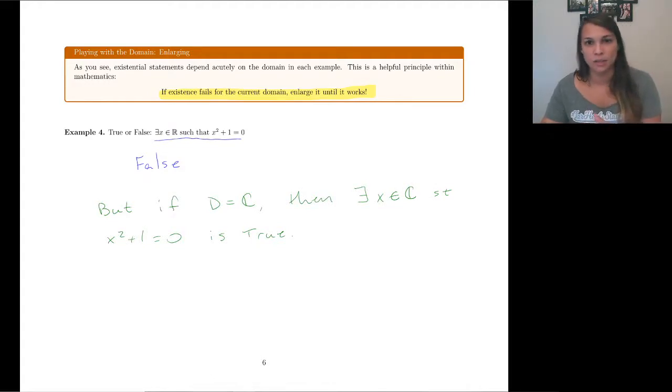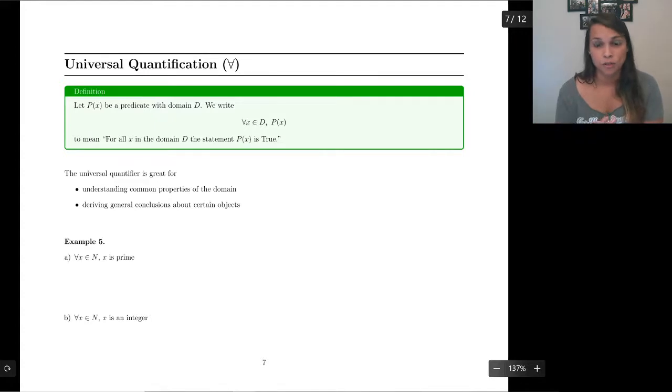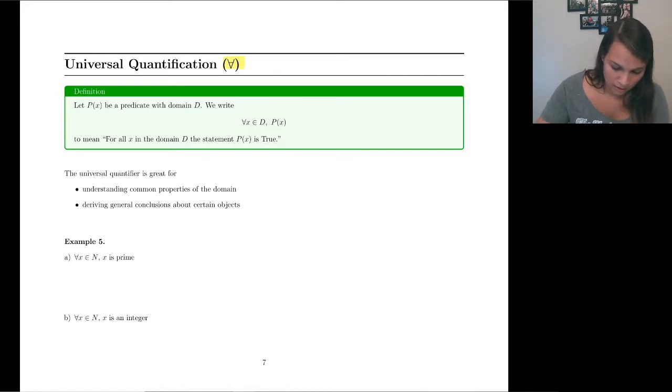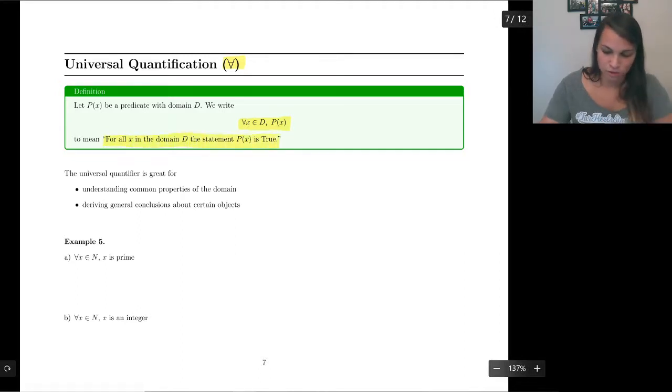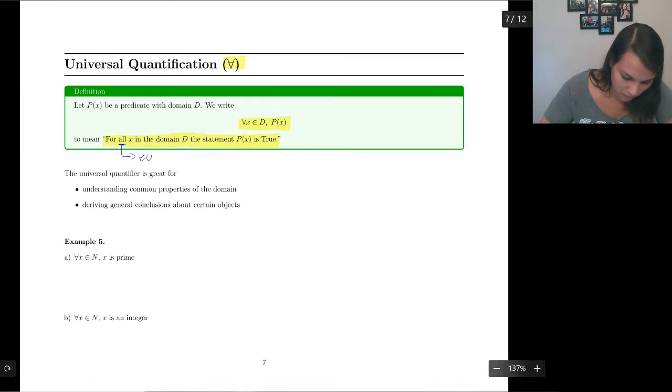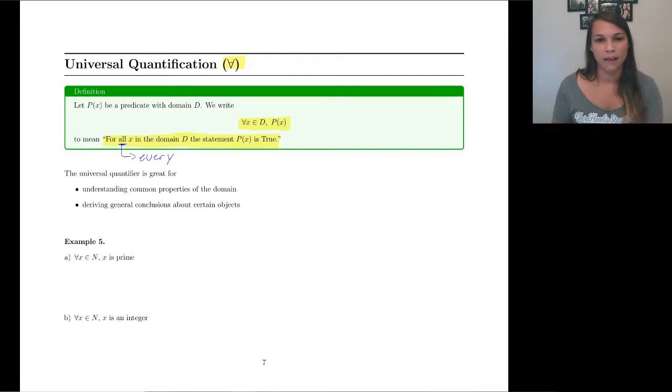Okay. So that's existence. The second question we were asking is, is P always true? That is the universal quantification with an upside down looking capital A, and we say it stands for all. So if we have this upside down A and X is in D, P of X, that translates to for all X in the domain D, the statement P of X is true. I don't know why, but some people's brains interpret this better if they substitute the word every instead of all. So it would say for every X in the domain D, the statement P of X is true. Whichever one makes you understand this concept, use it.